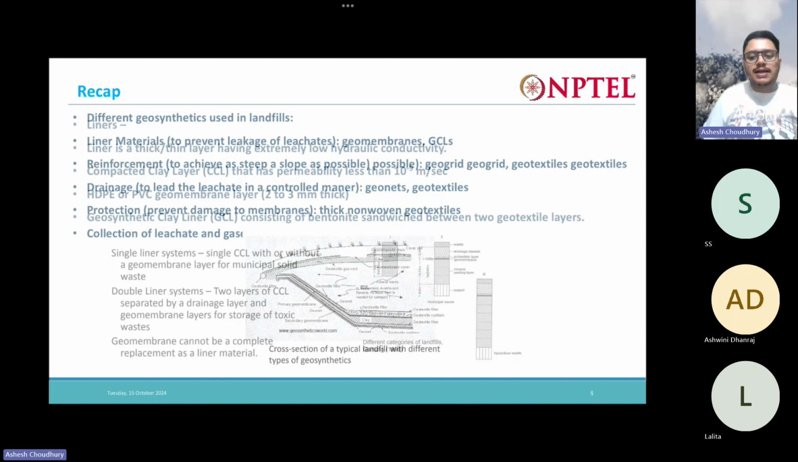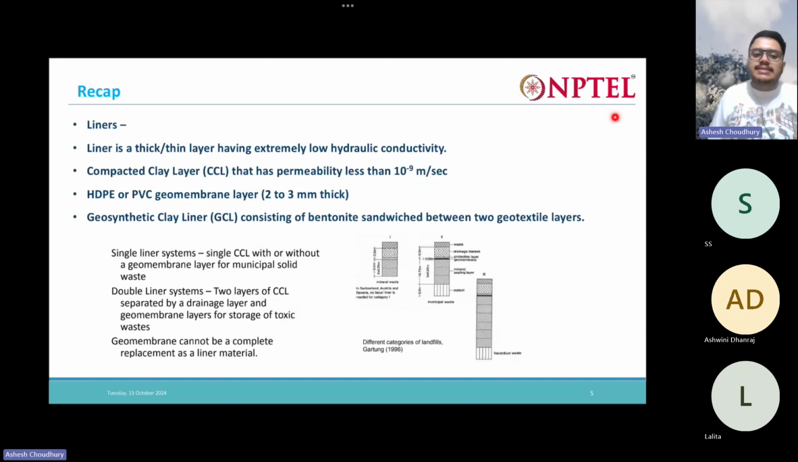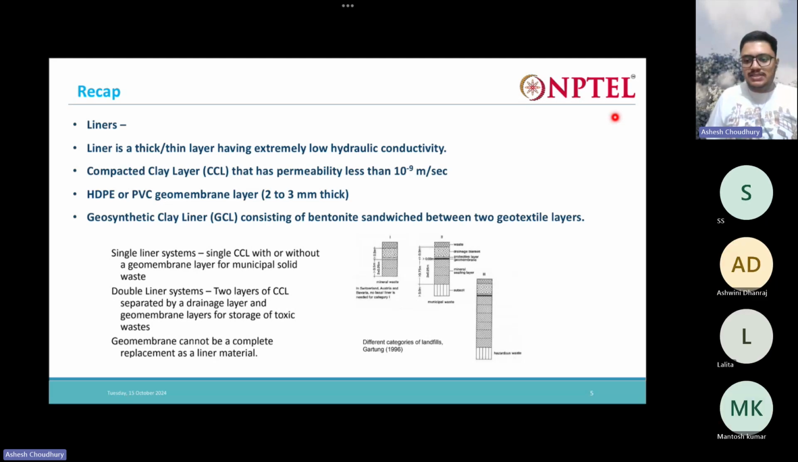Now let us see what a liner is. A liner is a thick or thin layer having extremely low hydraulic conductivity. A liner is something which prevents the leachate from passing through it. The easiest example of a liner is a tarpaulin sheet, whatever you see in the daily market, or a polythene sheet. That is a simple example of a liner.